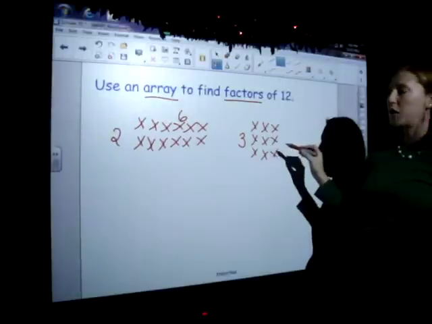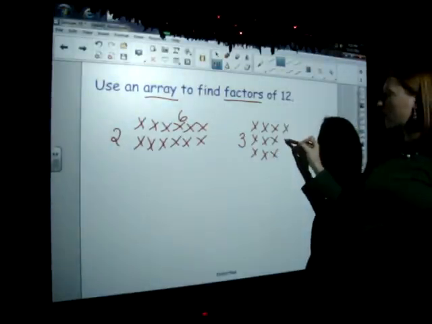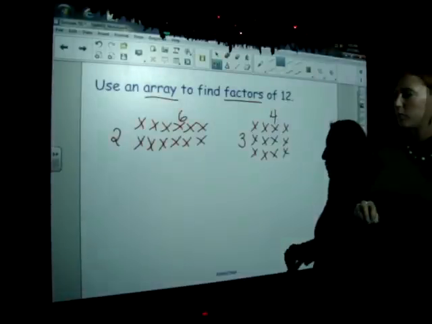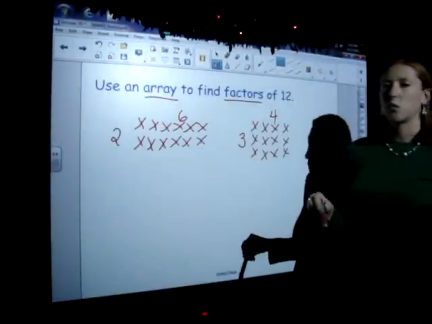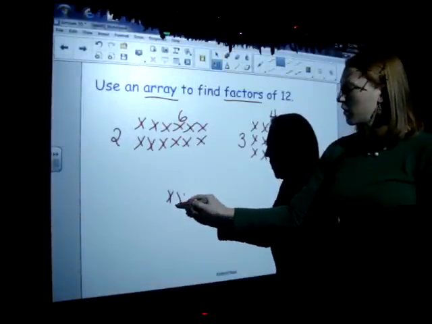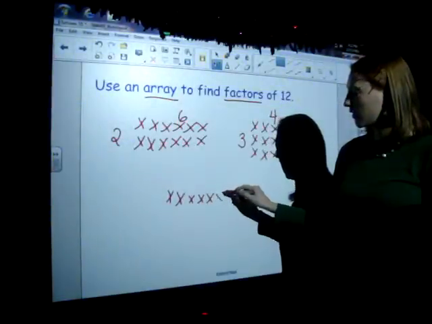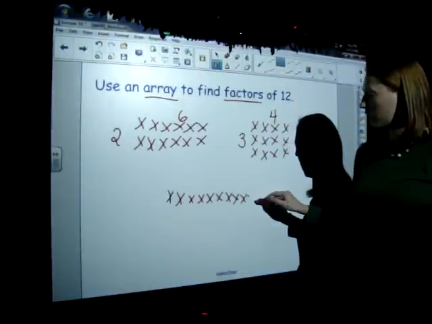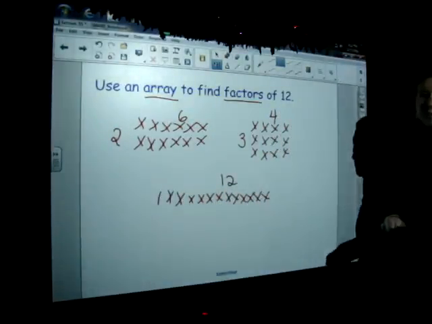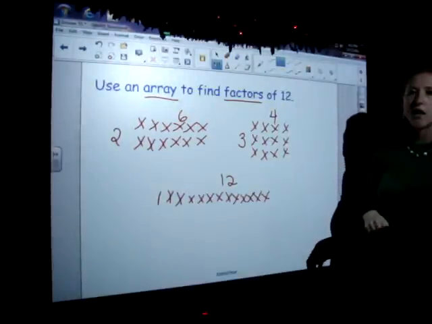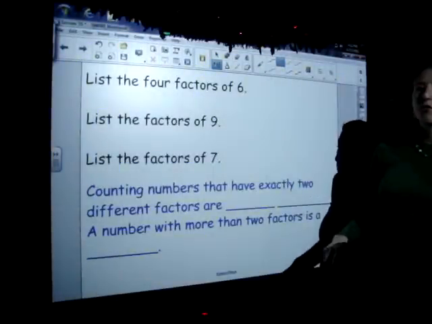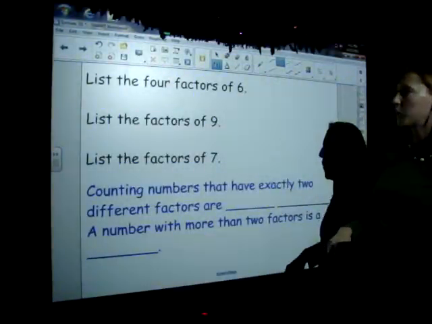Well, that's 3 times 3. That's only 9. So if I had another row here, 3 times 4 is 12. What would my array be if I just had 1 times 12? It would be one row of 12 x's. So that would be 1 times 12. So these are just examples of drawing an array. So now we're going to look at factors more.